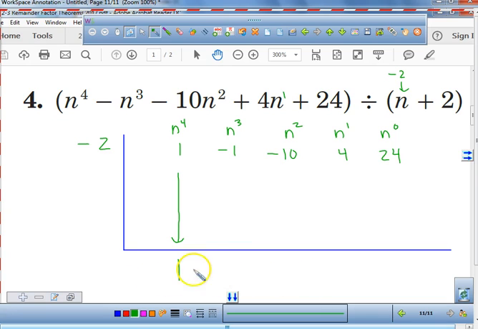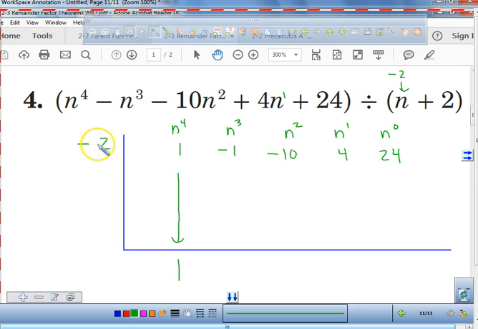What am I going to do with all the numbers that are down here? I'm going to take these numbers and multiply them by a negative 2. What's negative 2 times 1? Negative 2. What am I going to do with the negative 1 and the negative 2? Make sure you know that you need to add them together. You add them together and you get negative 3. You multiply this together. What do you get? Negative 2 times negative 3 is a positive 6.